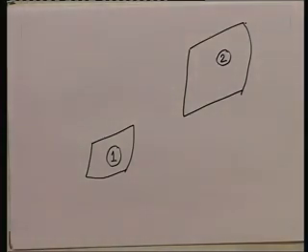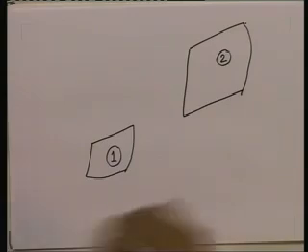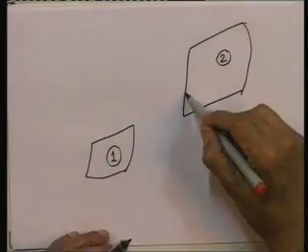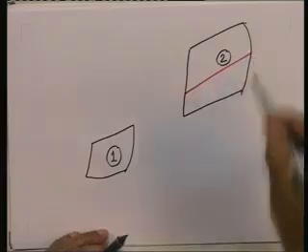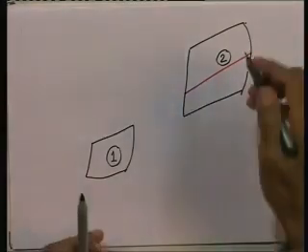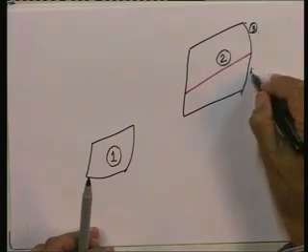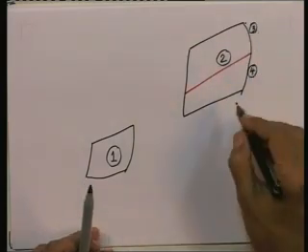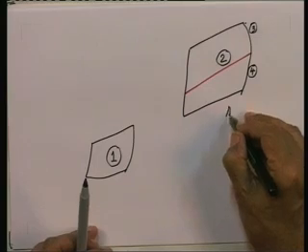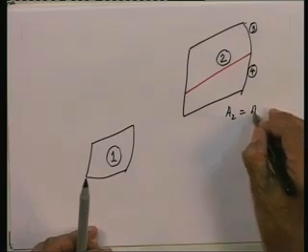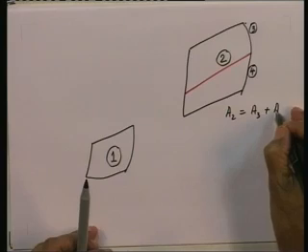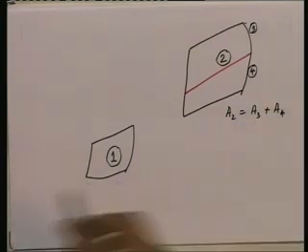And let us say I break up the surface 2 into two parts like this. I have broken it up into two parts. I call this surface 3, this is surface 4. That means A2 is equal to A3 plus A4. The two surfaces 3 and 4 make up the surface 2.